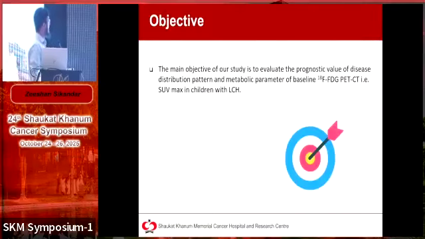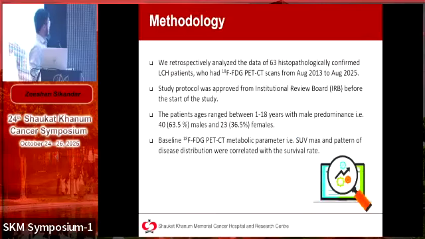The objective of our study is to evaluate the prognostic value of disease distribution pattern and metabolic parameter of baseline FDG PET-CT, that is SUV max, in children with LCH. We retrospectively analyzed the data of 63 histopathologically confirmed LCH patients who had FDG PET scan from August 2013 to August 2025. Study protocol was approved by the Institutional Review Board.